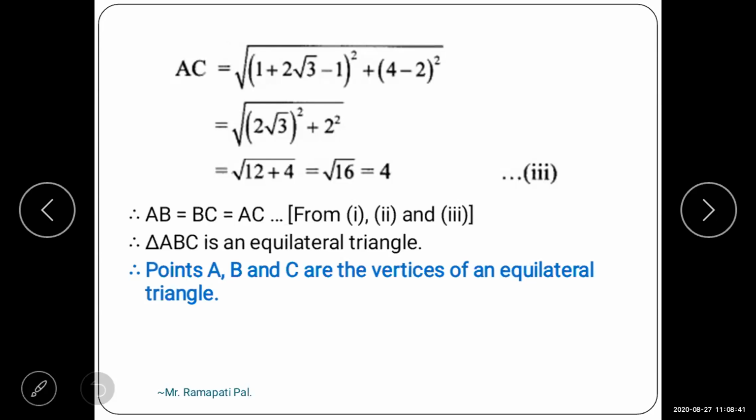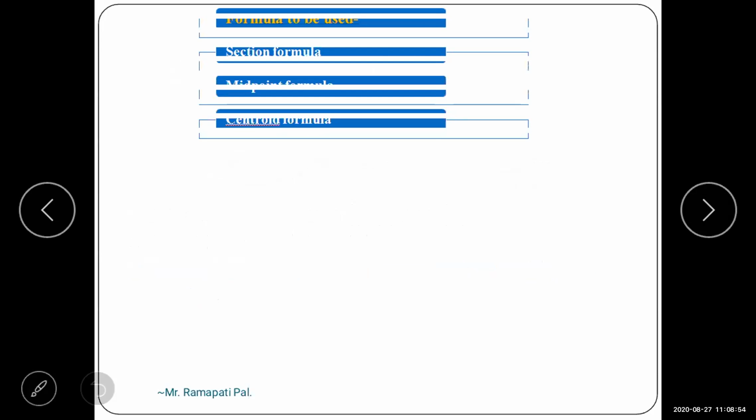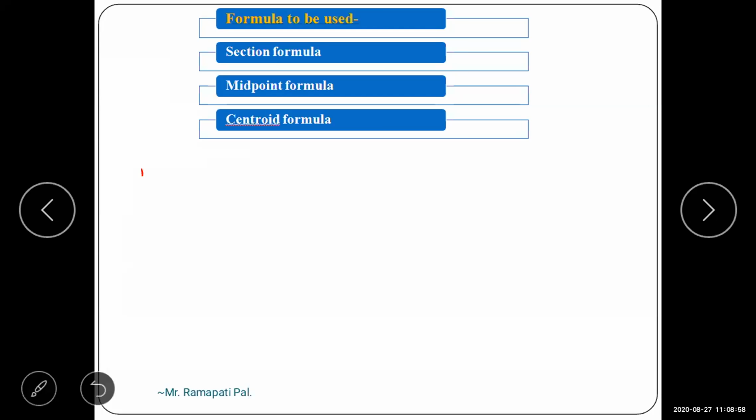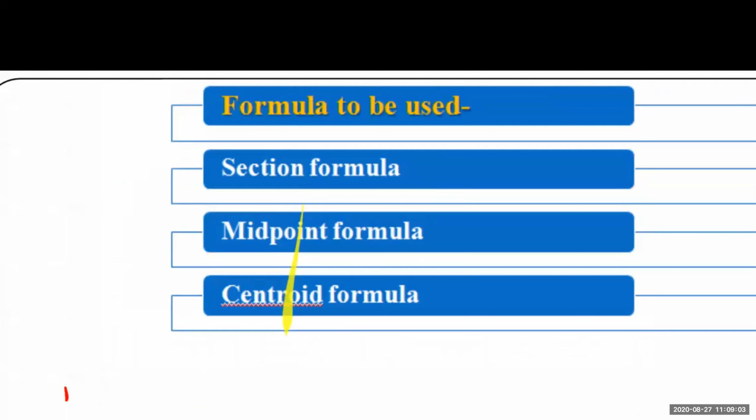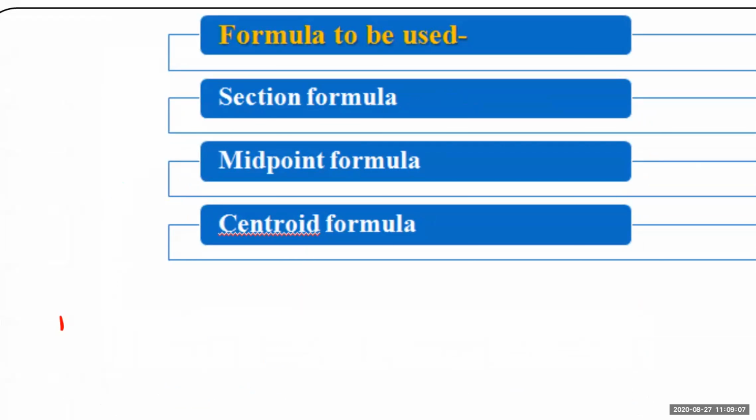Let's see 5.2. But before we start 5.2, we will see what formulas are used in 5.2. Section formula, internal division, external division, but you have only internal division. Then the midpoint formula, a very simple formula, and then the centroid formula. So we are going to use 3 formulas in 5.2. In the section formula, we will learn only internal division.